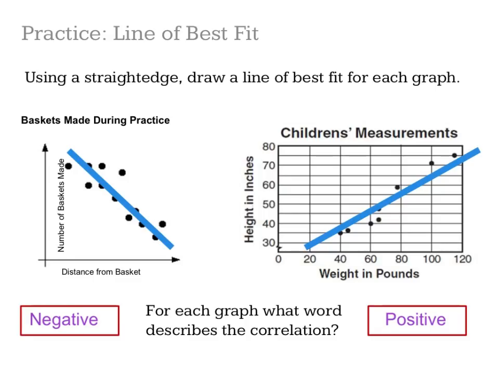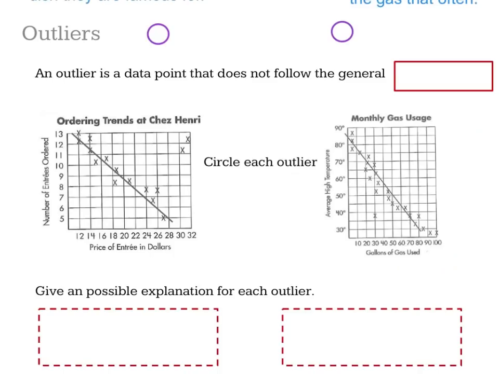How did you do? Were you able to draw the lines, getting most of the points on your line? And then were you able to use that line to determine that on the left-hand side we had a negative correlation, and on the right-hand side we had a positive correlation? Now let's talk about outliers.